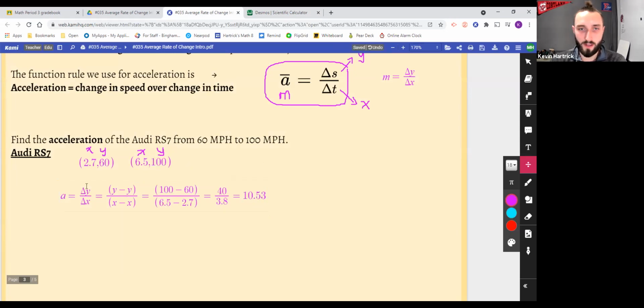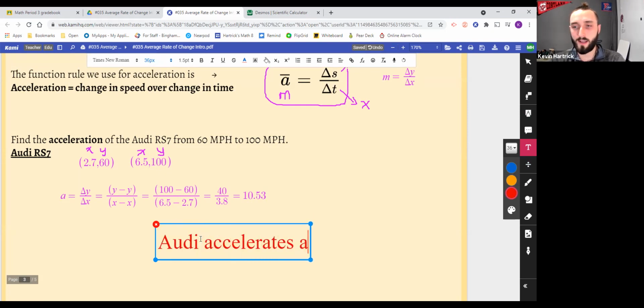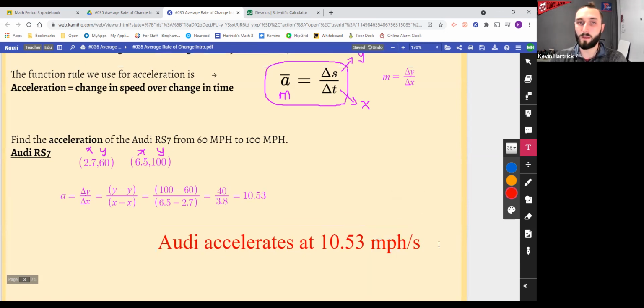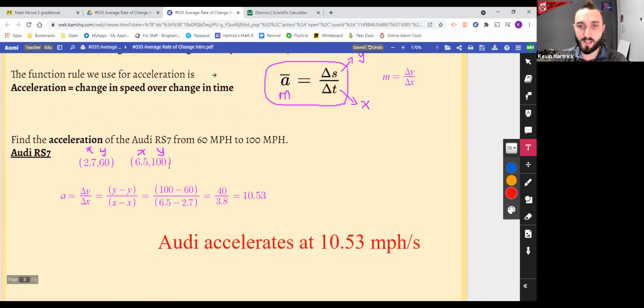And what are the units for this? That's important because we're talking about word problems here, right? And units are important in word problems. So what does this mean? This means Audi accelerates at 10.53 miles per hour per second. So acceleration, the units are miles per hour per second, meaning the speed per second. That's how fast this Audi accelerated from 60 to 100.